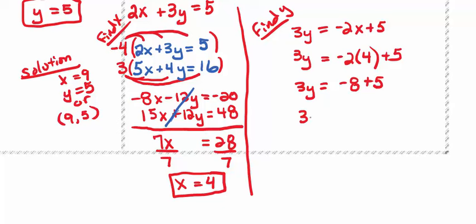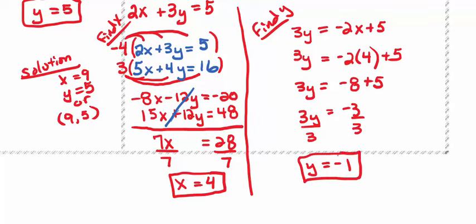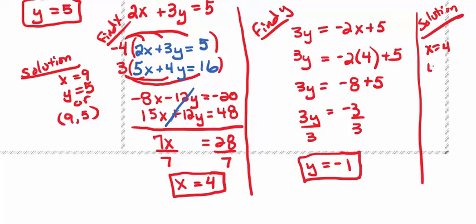Okay. Combine like terms. There's a negative 3. And let's undo multiplication with division. y equals negative 1. So our solution is going to be x equals 4, y equals negative 1, or the ordered pair (4, negative 1) on a graph.